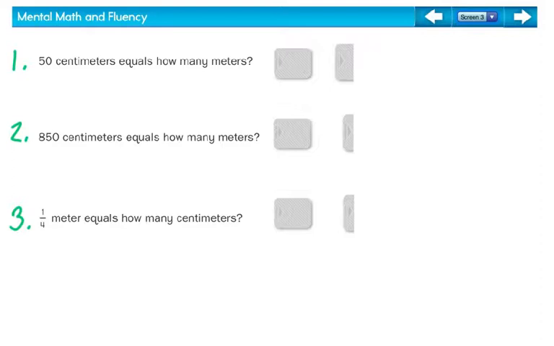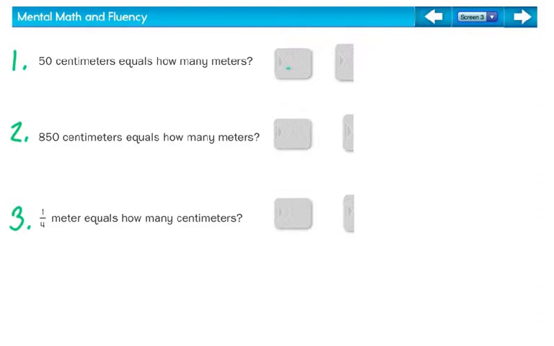850 centimeters equals how many meters? And 1/4 of a meter equals how many centimeters? So you can write this as a decimal. Go ahead and pause your video. Make sure you're doing this with me. We're expecting growth over time this year, and the way that you're going to grow is actually doing and not just watching.